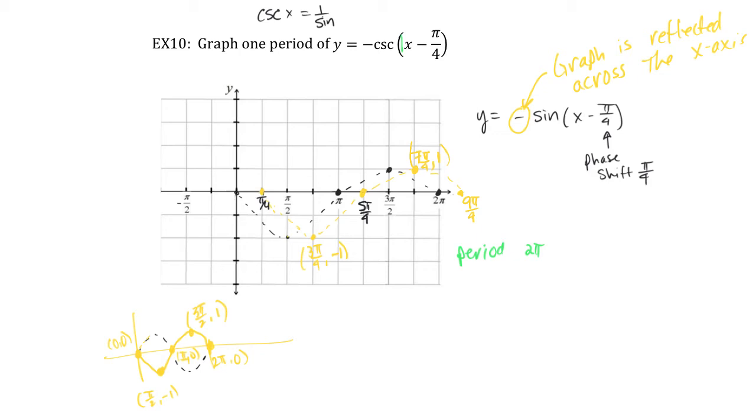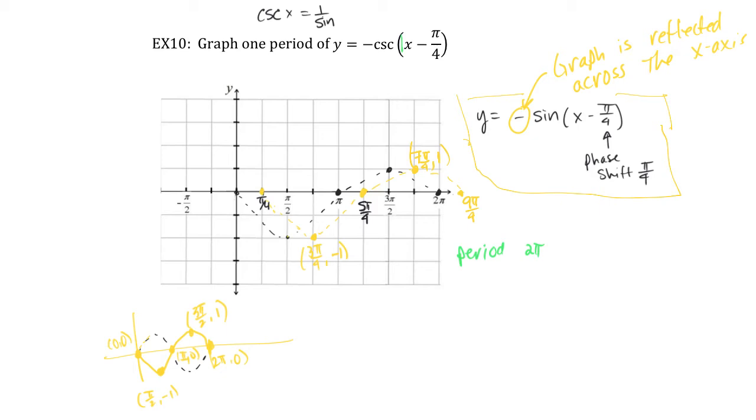Okay, good. So we accomplished the first part, which is to graph y equals negative sine of x minus pi over 4. So we shifted everything to the right and we reflected it across the x-axis. Perfect. So now we need to graph the cosecant.